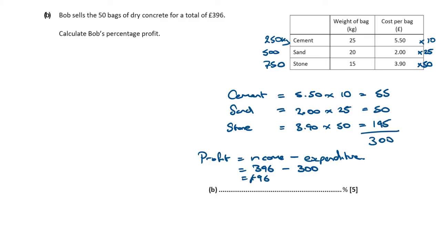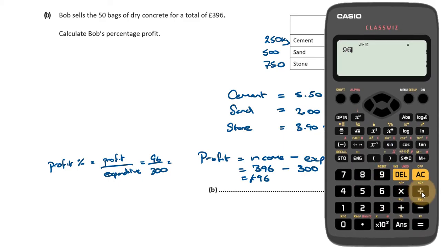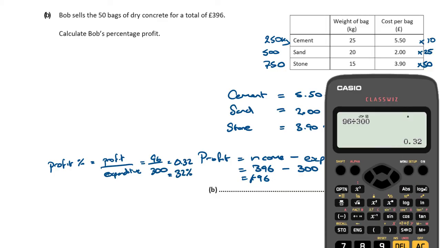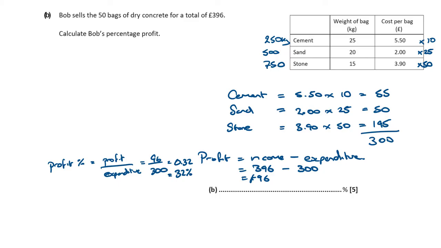But remember, we need it as a percentage. Now you can find percentage profit by taking his profit and dividing it by his expenditure, and then turning that into a percentage. So that's going to be 96 over 300, which comes out to be 0.32 as a decimal, and that as a percentage is going to be 32%. Another way of thinking about it is income divided by expenditure, and then subtract 100. That's another way of doing it. But anyway, the answer is 32%.